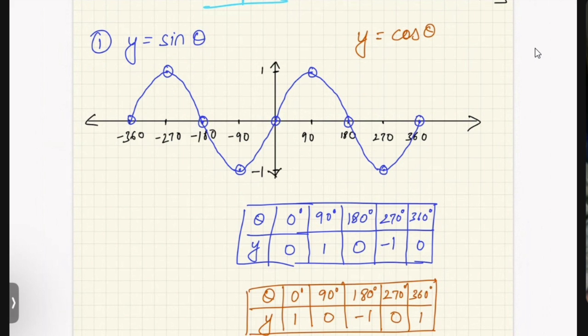Clear? Easy. What do you do? Simply plot it. So 0, comma 1. This is 90, comma 0. Then 180, it's minus 1. 270 back to 0. And then 360 back to 1. That's it. So when you join this, make sure you practice joining the freehand curve. Even though it doesn't matter too much, it should still look like this. That's it. This is cos theta.